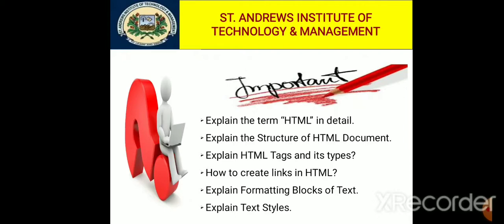Explain the structure of an HTML document. The structure is basically categorized into two major categories: header section and body section. The third one is HTML tags and their types: singular tag, pair tag, or container tag. How to create links in HTML? There are two ways, internal or external. Explain formatting blocks of text, already discussed. Explain text styles and also some styles supported by HTML.